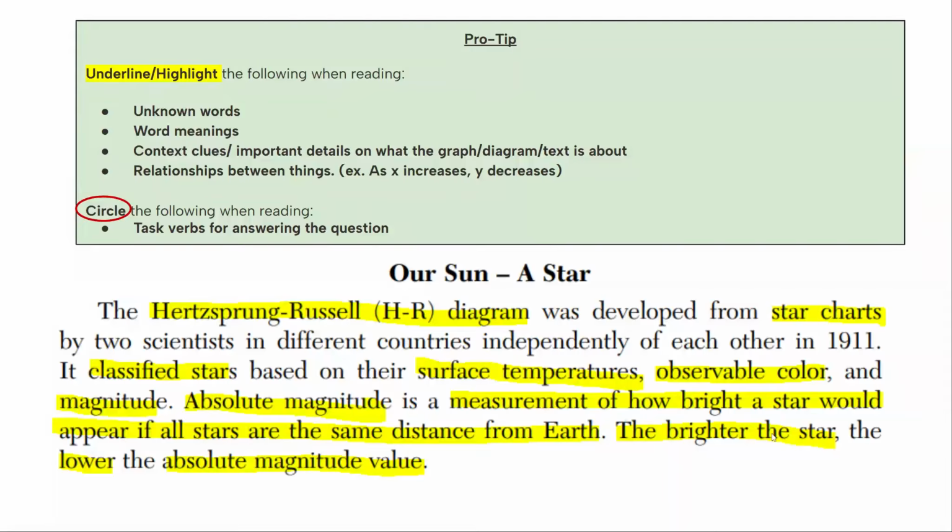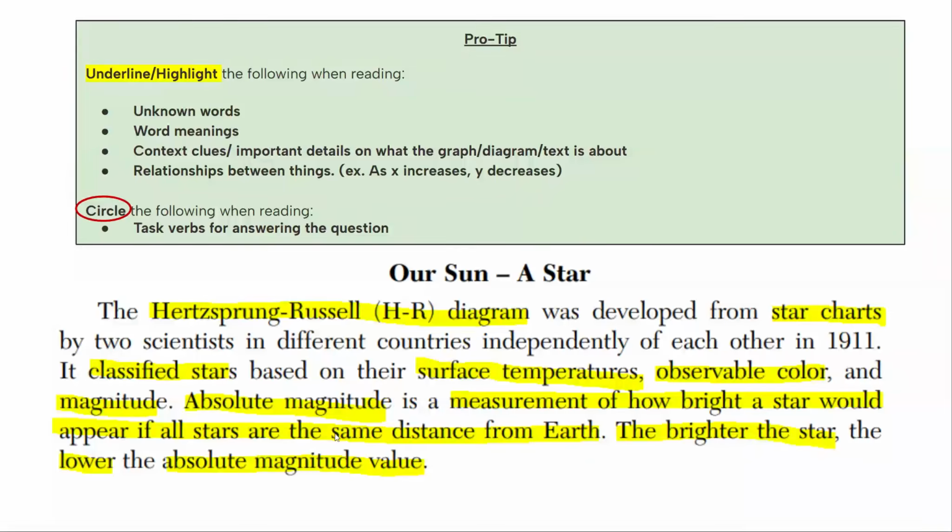Next, the brighter the star, the lower the absolute magnitude value. This is a relationship as x increases, y increases, right? So the brighter the star, the more the star's brightness increases, what happens? The lower the absolute magnitude value. I know from previous readings, or the previous sentence, that absolute magnitude is how bright the star is. So the brighter the star, the absolute magnitude number should actually be lower. It should be a lower number.